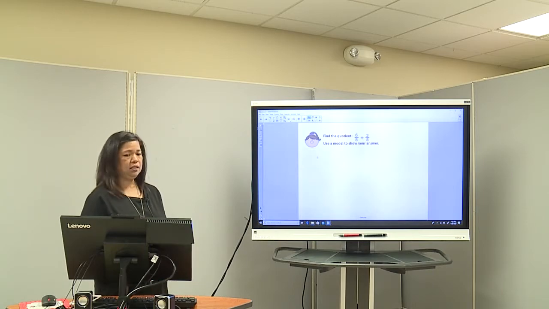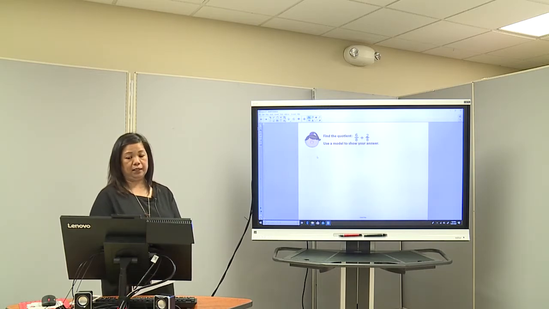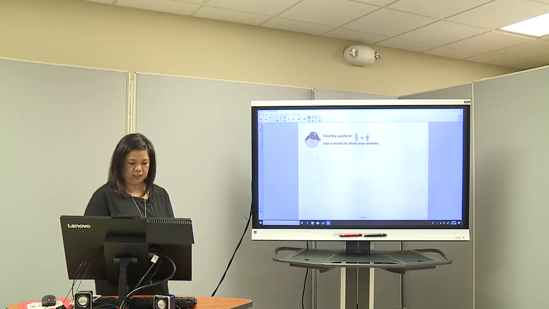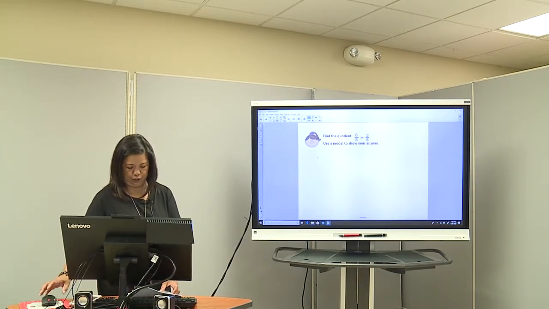Now this is pretty easy because look, I can see it's the same denominator. I can see the numerators are compatible numbers, so very simple. 6/8 divided by 2/8. What you got? 3. Very good.